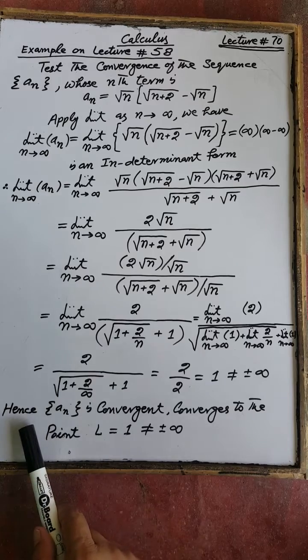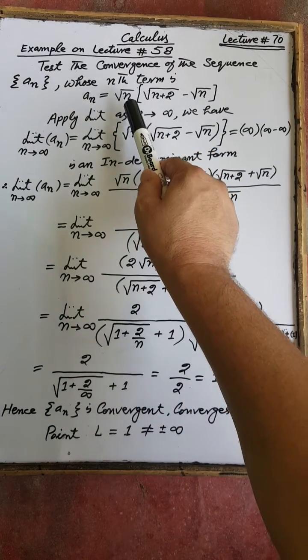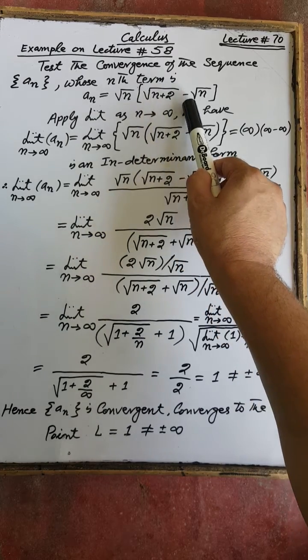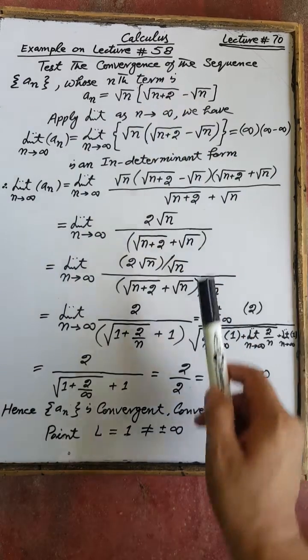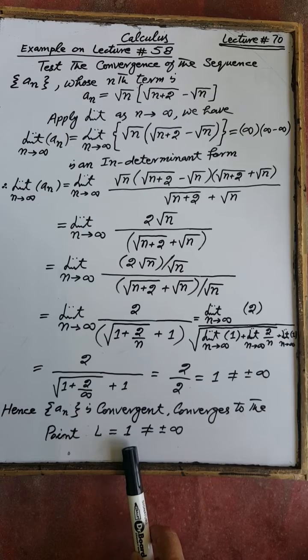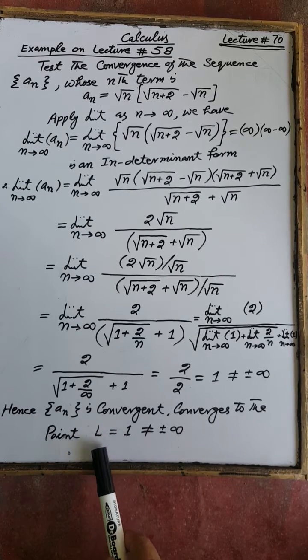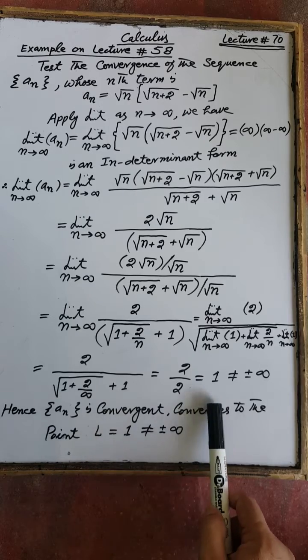Hence, we can decide that the sequence whose nth term is √n multiplied by (√(n+2) − √n) is equal to 1. The sequence is convergent, and the limiting value is that it converges to the point 1.